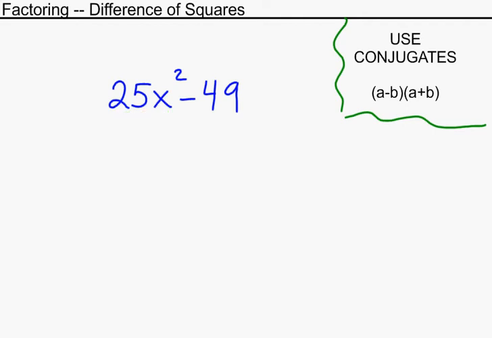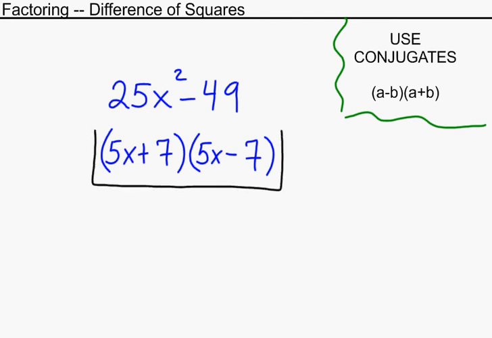I go ahead and just put my parentheses for my binomials. If you want to, you can go ahead and put your plus and minus because I know I'm getting conjugates. Now I have to think, what gives me 25? Well, 5 and 5. What gives me x squared is x and x, so it's 5x as the first term. And then what gives me 49 is 7 and 7. So my final answer is 5x plus 7, 5x minus 7.